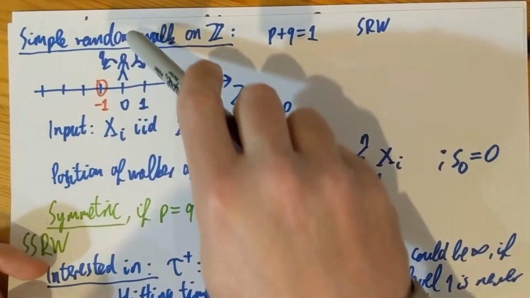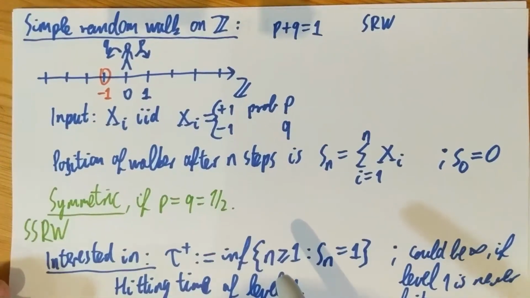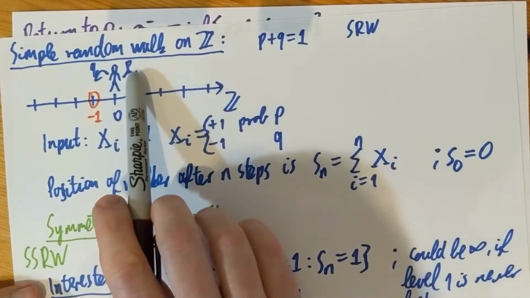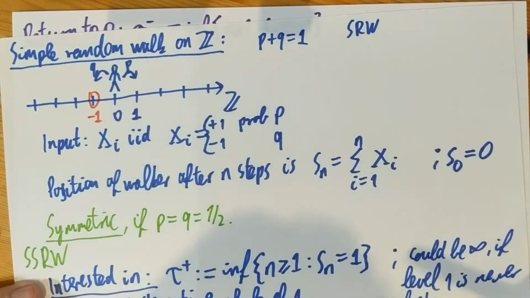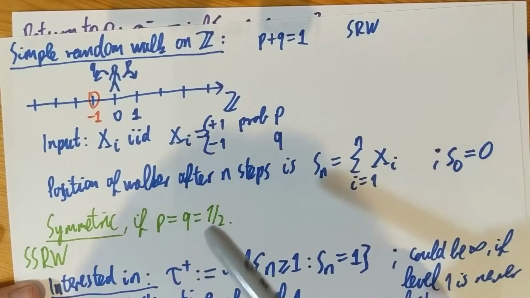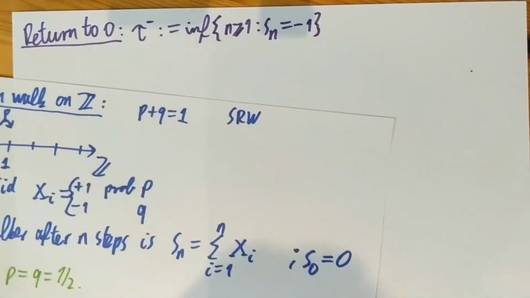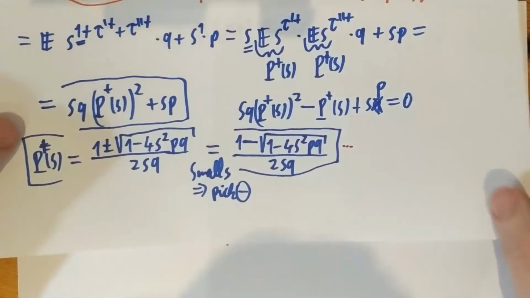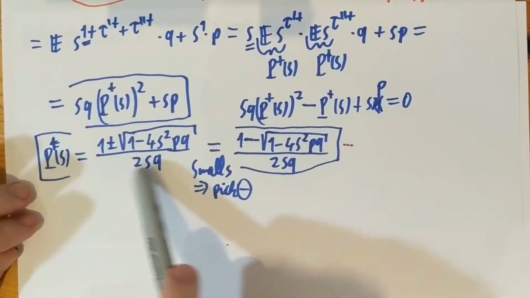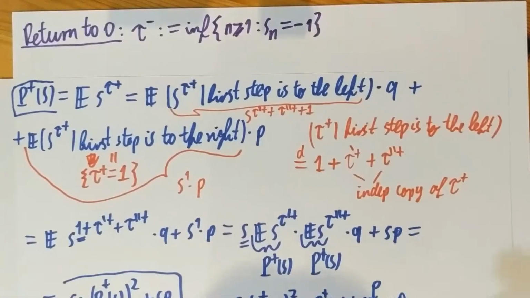Well, if I flip the whole thing in a mirror, then of course tau plus becomes tau minus and tau minus becomes tau plus, except for one difference: I flip the left and right probabilities. However, p and q get flipped. So for that reason, I can immediately find the generating function for tau minus. It is going to be almost the same as the one for tau plus, except that the roles of p and q are swapped.